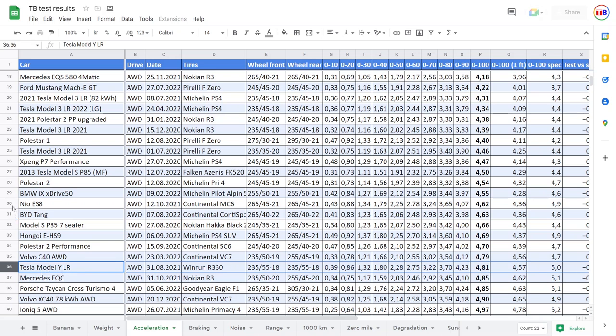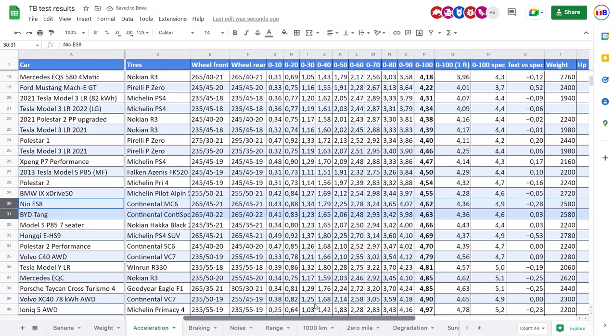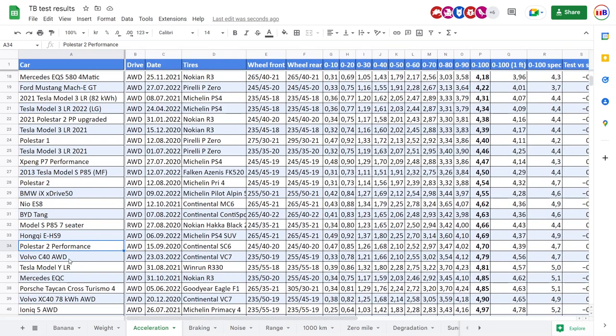Okay, but it's not beating the ES8 and Tang, just barely though, we're talking about less than a tenth of a second. Maybe because those cars are lighter, but they actually have slightly less horsepower. I think this one has some massive torque, the Hongqi, that's why. So just to give you an idea of how fast this car is, despite being so big and fat.